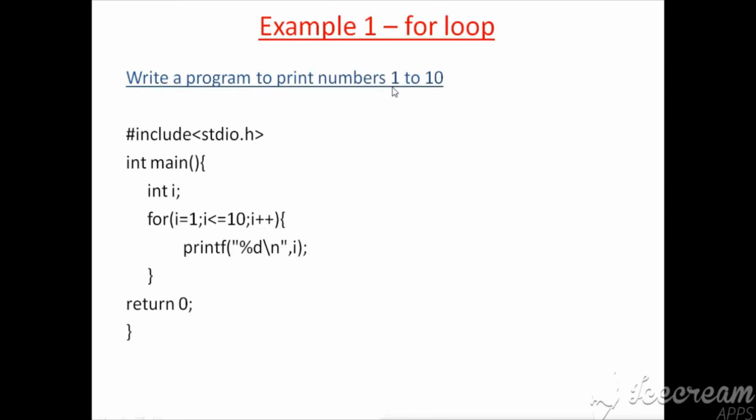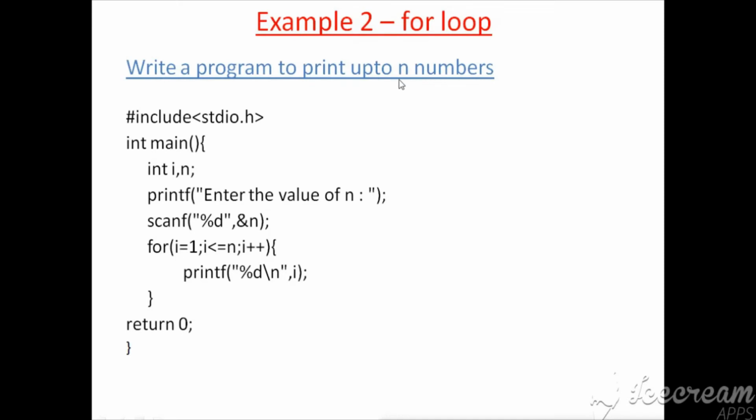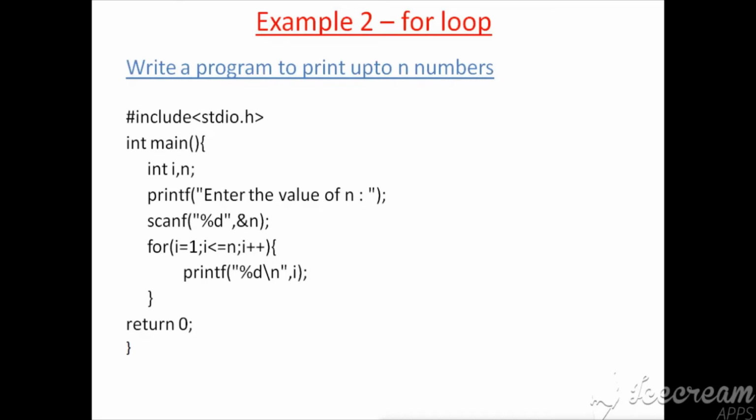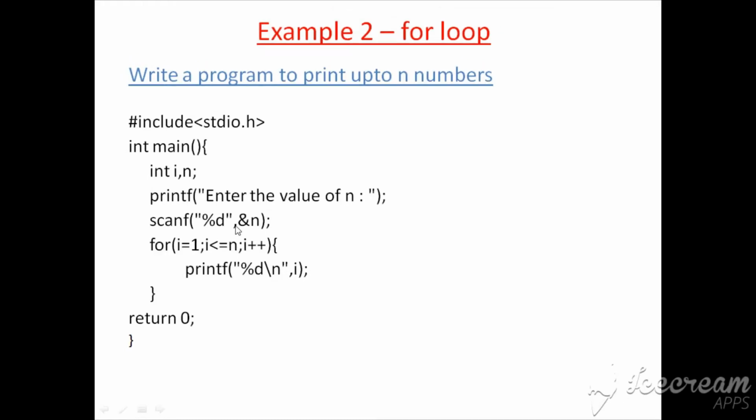So here we just print up to n numbers. N means whatever number we want. It may be 10, 100, 50, 1000, etc. It's up to the user. In the same way we write this code, and just we change here: we initialize another variable that is n, and put a message to enter the value of n. We get this value from the user end and store it in the variable n through the scanf function, and iterate this loop up to n.